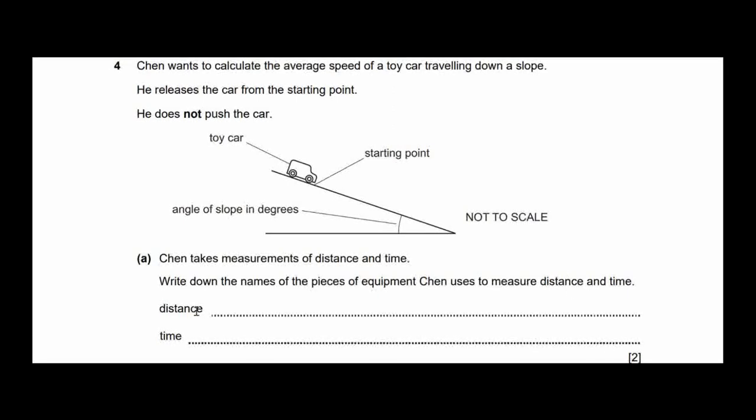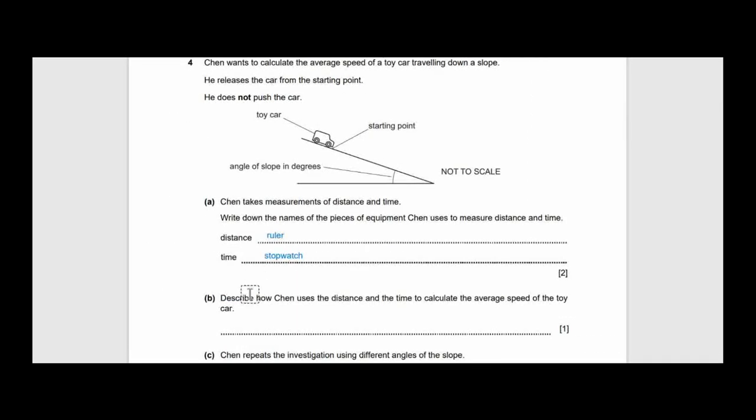What is the instrument to measure distance, and what is the instrument to measure time? 10 seconds. Let's open up the answer. Right, to measure distance, Chan can use a ruler, and to measure time, Chan can use a stopwatch. Next. Now we are in question B.